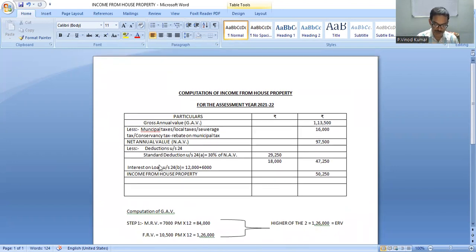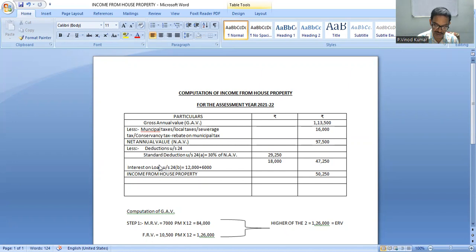Now he incurred the following expenses. Municipal taxes 16,000, repairs 12,000, lift maintenance 4,800, interest on housing loan paid 12,000. Other information: municipal rental value 7,000 per month, rent of similar house 10,500 per month. The tenant did not pay rent for 1 month, that is Feb 2017. Now we'll change the assessment year to 21-22 and we will make it Feb 2021, and he was asked to vacate during March 2017.